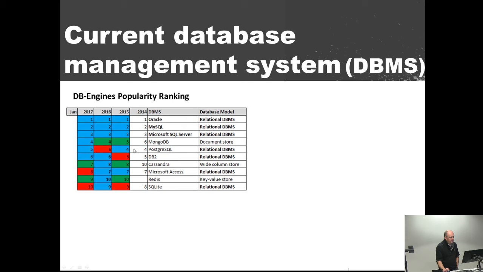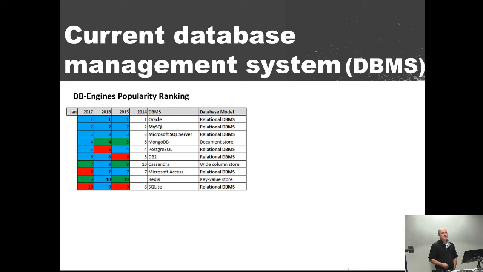PostgreSQL went a little bit down. The same for the IBM system. Cassandra was number 10 and is now number 7. Access was 7, now 8, so it's kind of stable through the years. Redis, not much change. SQLite going down a little bit.